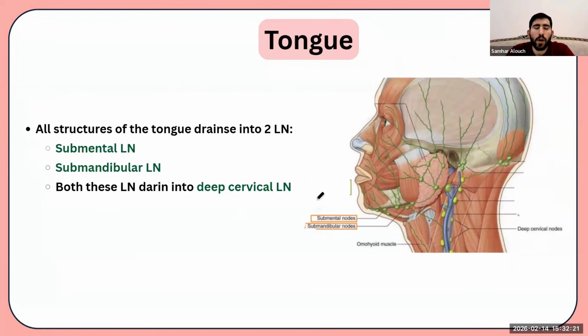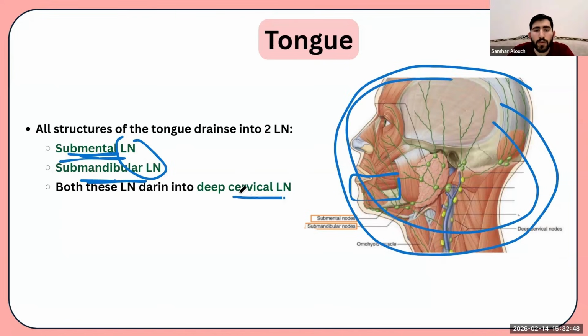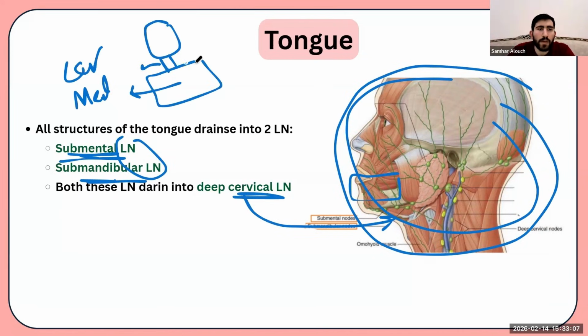Now lymph nodes. Just take it as a rule. Everything in the head and neck area will drain in the end to the cervical lymph nodes. Okay, so here we have the tongue, and what is under it? The mandible and mental. So it will drain into submandibular and submental lymph node. And after that, the fluid that is drained to the submental and submandibular, because it's in the head and neck area, it will drain to the cervical lymph node. So anything in the head and neck area, cervical lymph nodes. Anything in the mediastinal area, to the mediastinal lymph node.